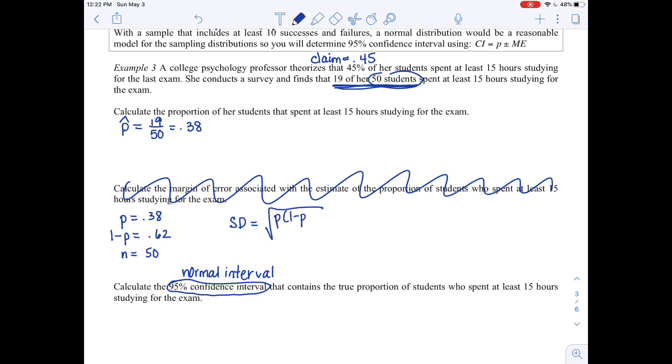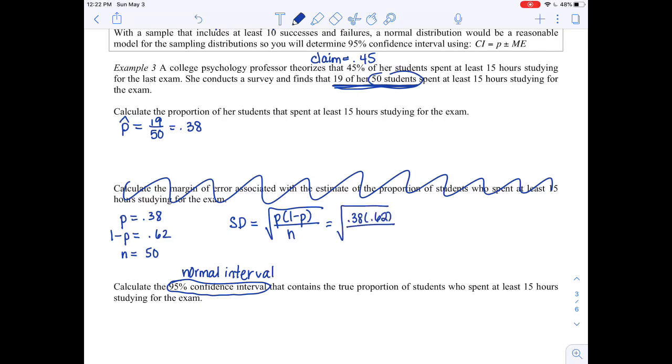So the standard deviation in this case is going to come from the square root of p times 1 minus p divided by n. That's how you work with it when you have a proportion or a percentage. Okay, and how would you know this? You would look through your problem and you would see nothing about the word mean beforehand.